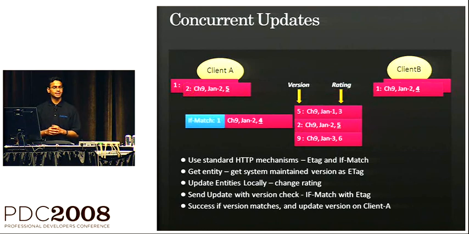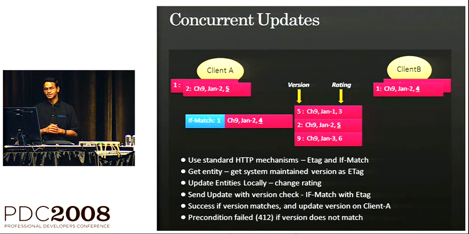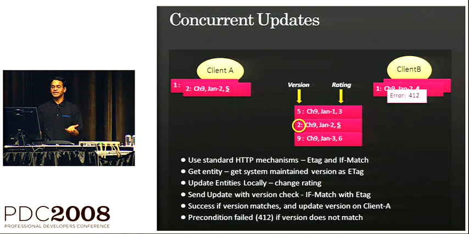So when client B sends its update, it sends the same If-Match header. The version is 1, but the server's version is 2. The server compares them. It says 1 is not equal to 2. So it says the request has failed, and sends a precondition failed, or 412, error message back to the client.